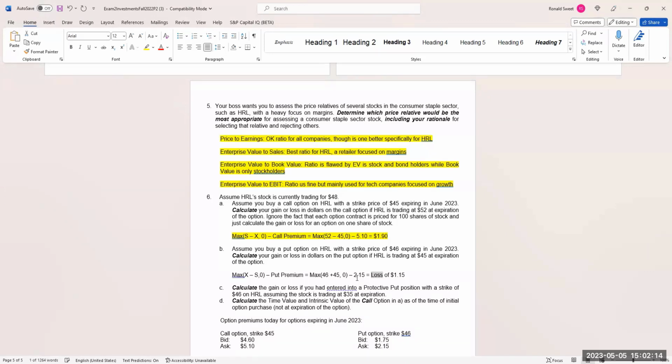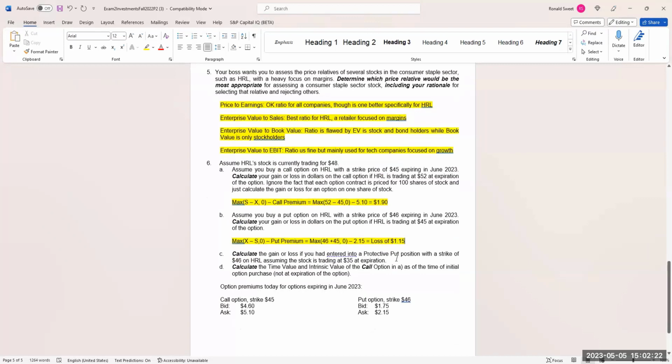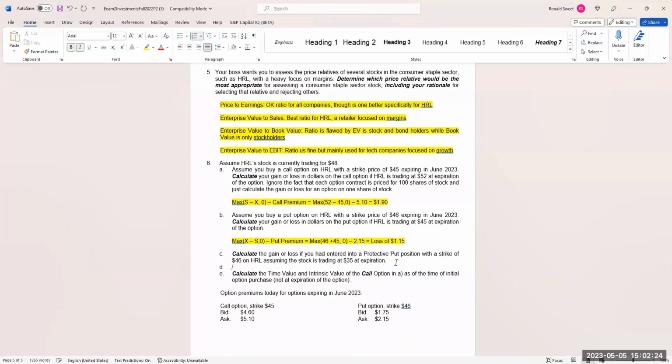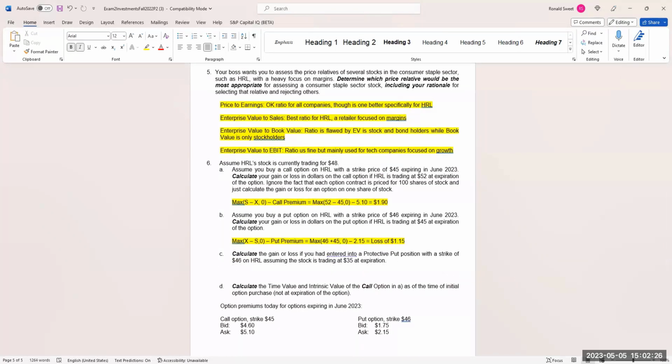If you have a loss, you might actually write the word loss of. Sometimes with the negative signs, it's really hard for me to see them. Students don't write them very clearly, so you might actually use a loss of. All right, the next one's a protected put. Remember, a protected put is going to be the stock plus a put. So the stock gain is the change in stock price.